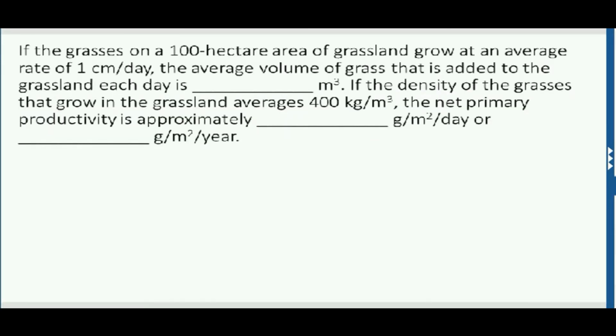Okay, so now this is a math one. So you'll have to do math for this. This one says, if the grass on 100 hectares of grassland grows at an average rate of 1 centimeter a day, the average volume of grass that's added to the grassland each day is blank meters cubed. And the density of the grasses that grow in the grassland averages 400 kilograms per meter cubed. The net primary productivity is approximately how much? Okay, so the first thing we have to do is find the average volume added to the area each day.